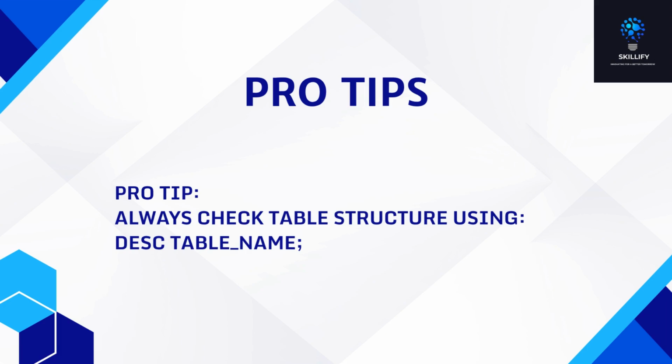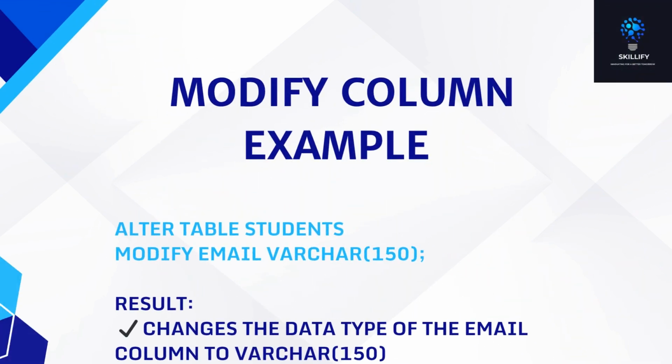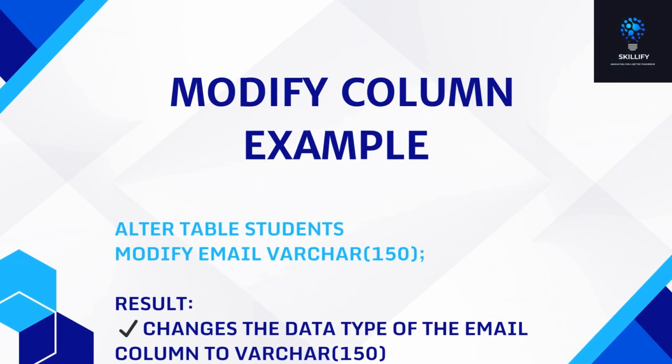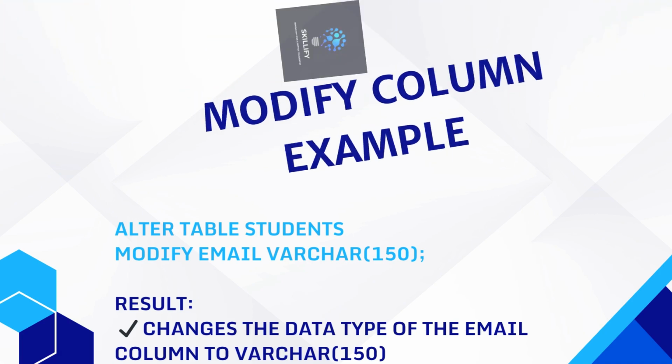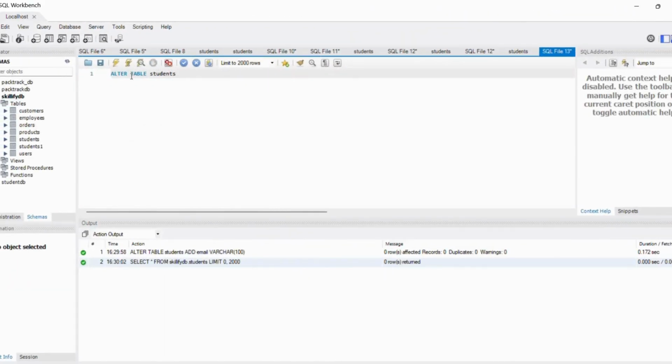Example: modify a column. Now let's change the data type of the email column from VARCHAR(100) to VARCHAR(150). Query: ALTER TABLE students MODIFY email VARCHAR(150). Result: column data type updated successfully.